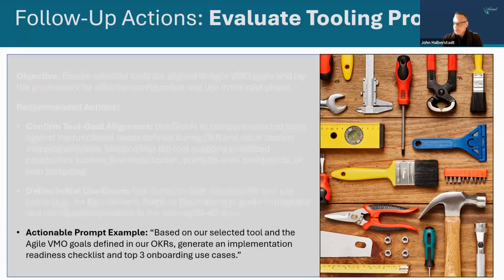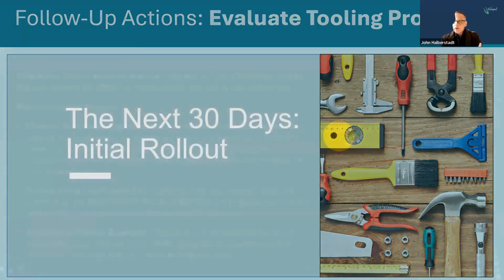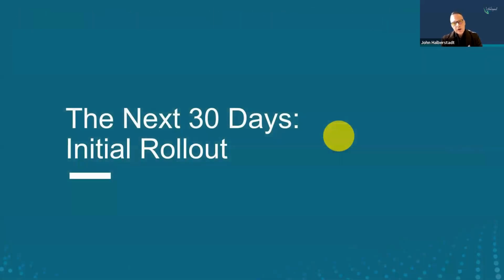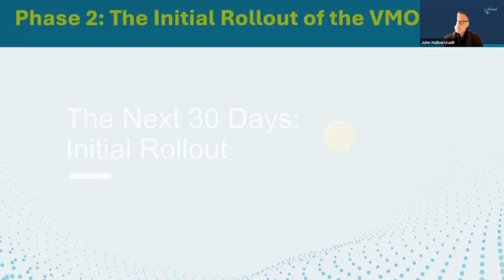And here's an actionable prompt example you could use based on our selected tool and the Agile VMO goals defined in our OKRs. Generate an implementation readiness checklist and top three onboarding use cases. So these are things that you can use to get that ball rolling, or if it's rolling, to get it rolling faster and in the right direction. So that's a recap of our first 30 days. I hope that that was helpful for everybody. We're going to jump right into now the next 30 days and building upon that.